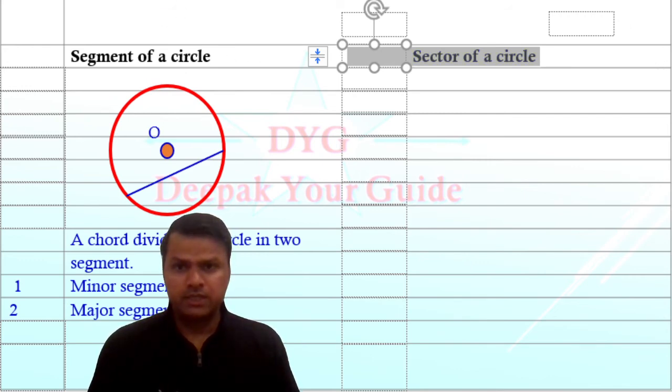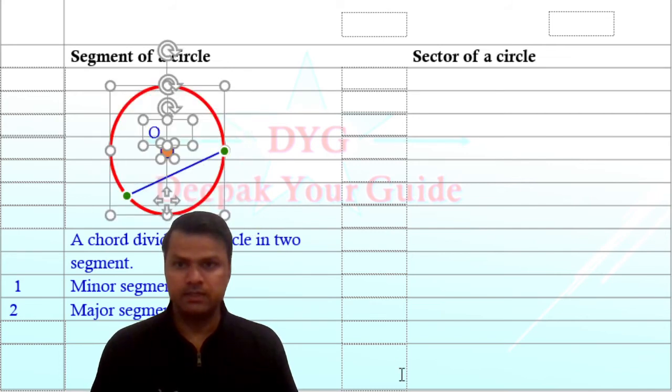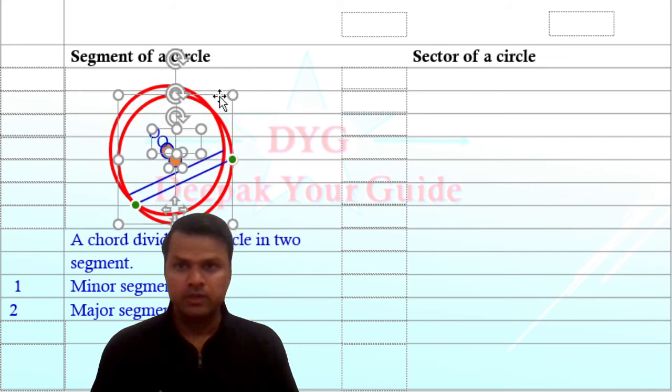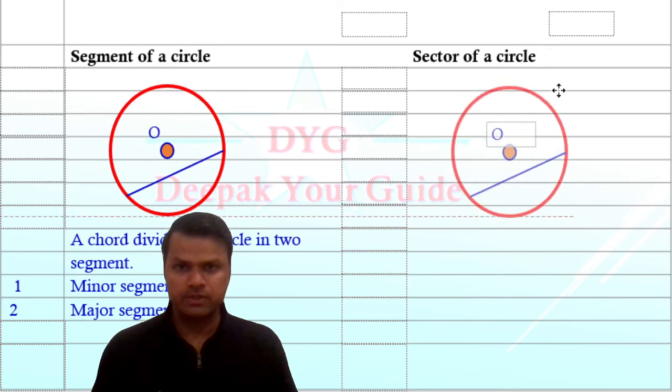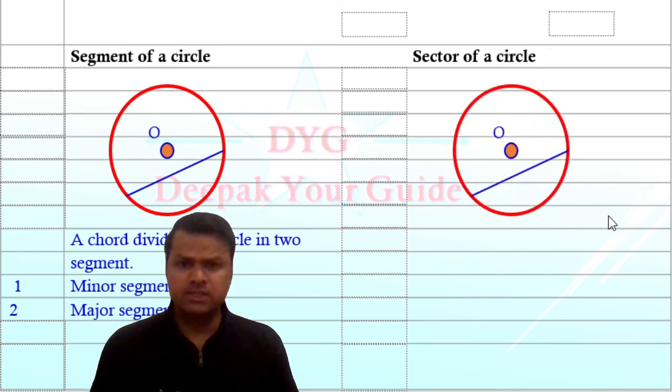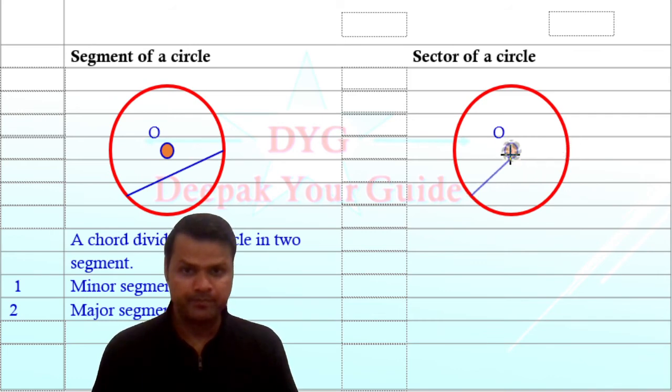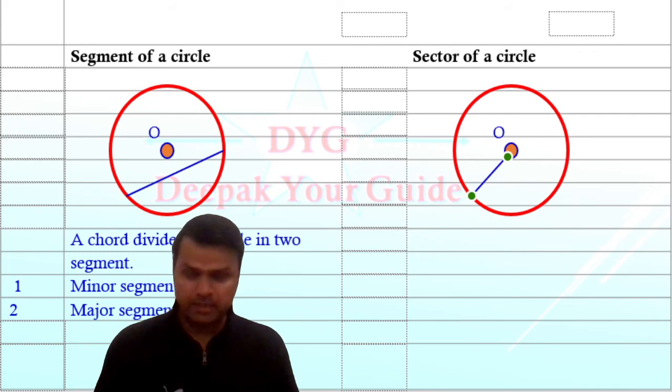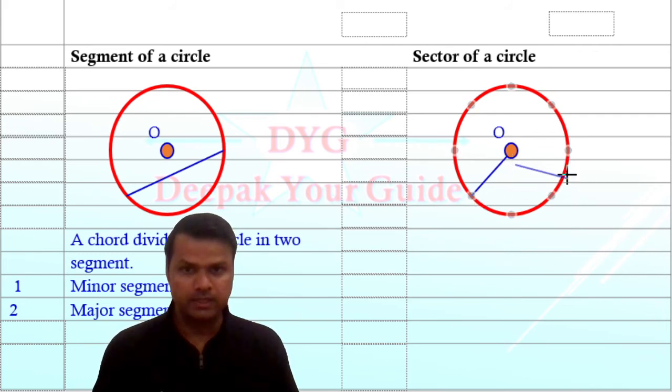So let me take the same diagram here. Let's say this is the diagram and I shift it here. Now this time instead of chord, I am making two radii. This is one radius and then I am making one more, something like this. So radius is singular and when we have more than one, we call them radii.